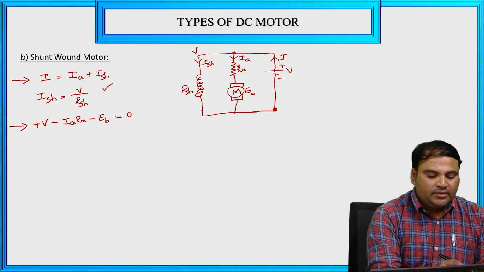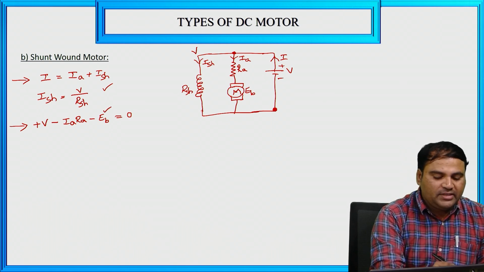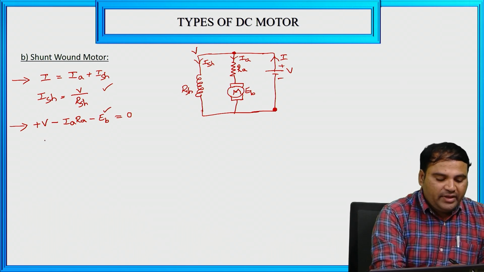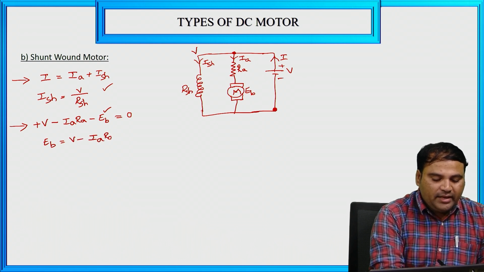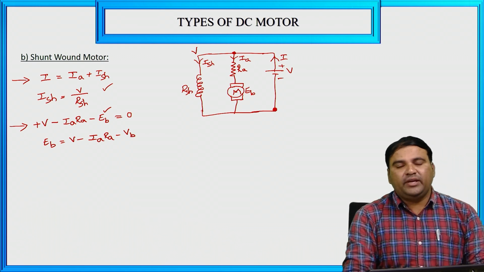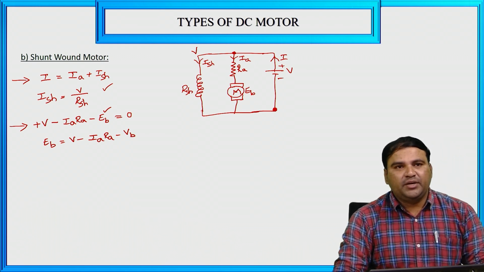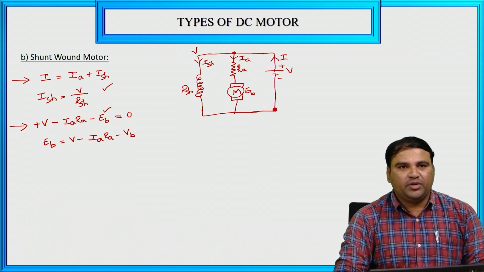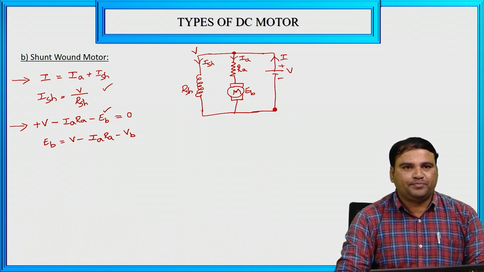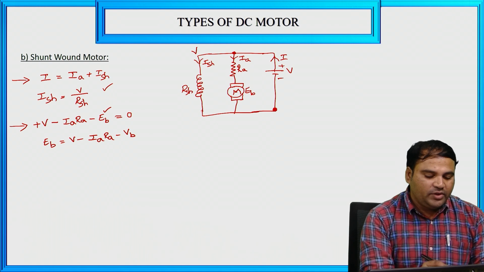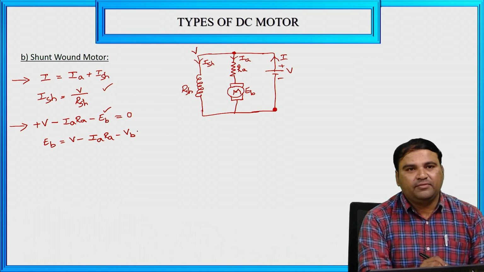So now the back EMF. We have to find out this back EMF EB, where EB equals V minus IA RA minus VB. VB is nothing but the brush voltage drop of the given shunt wound DC motor. So EB equals V minus IA RA minus VB. Right, so here is the voltage relation of the shunt wound DC motor.